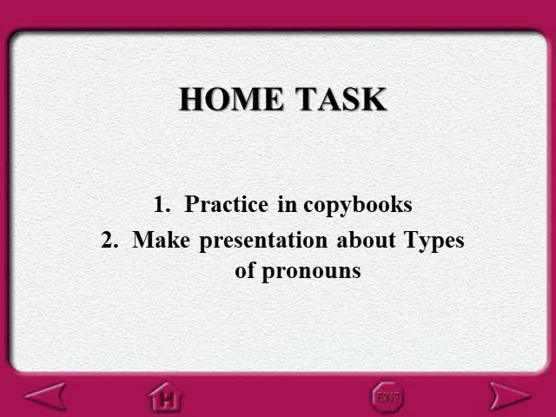Home task. Practice in copybooks. You should write the practice in your copybooks and make a presentation about types of pronouns.